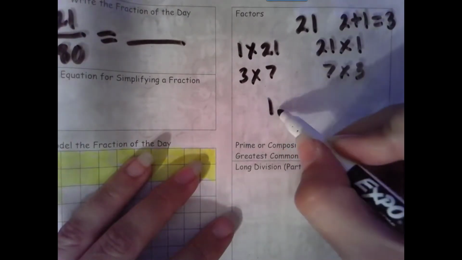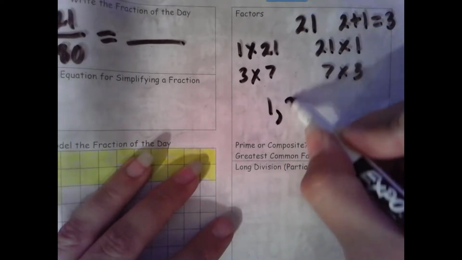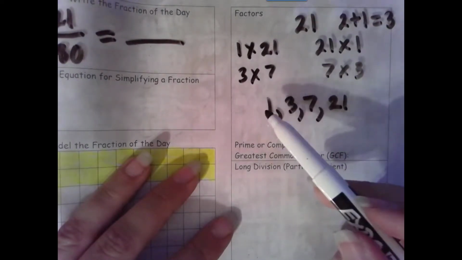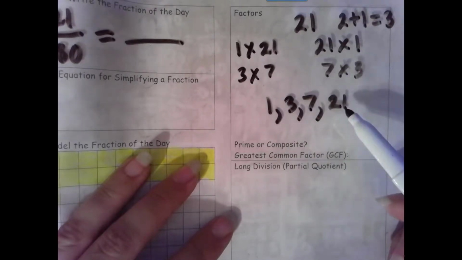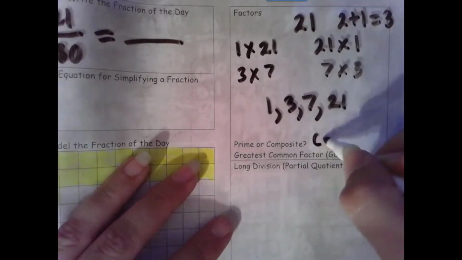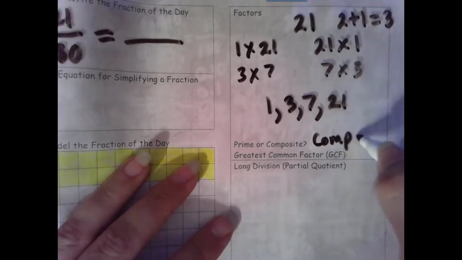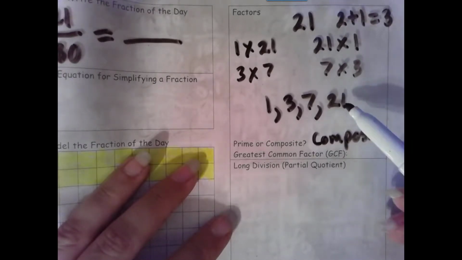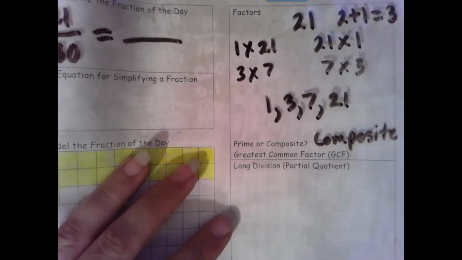So let's list our factors from least to greatest. 1, 3, 7, 21. I have 1, 2, 3, 4 factors. That is more than 2 factors, so it is composite. And we need to find our greatest common factor. So we'll start with 21, and if that doesn't work, we'll keep going until we find one that works.